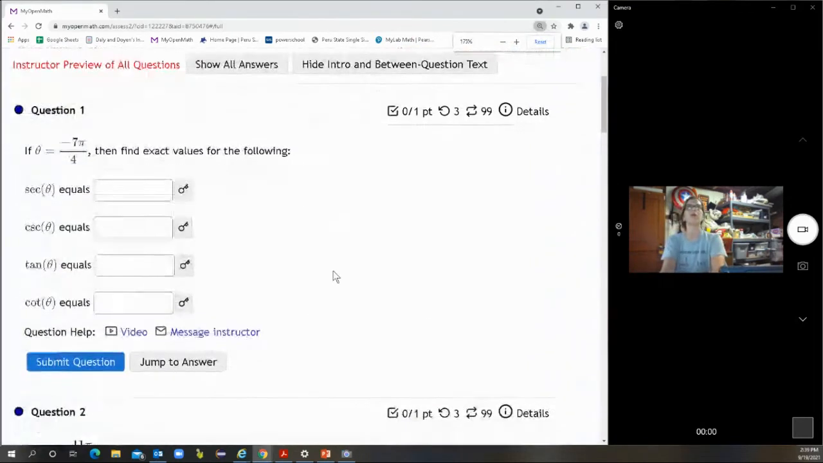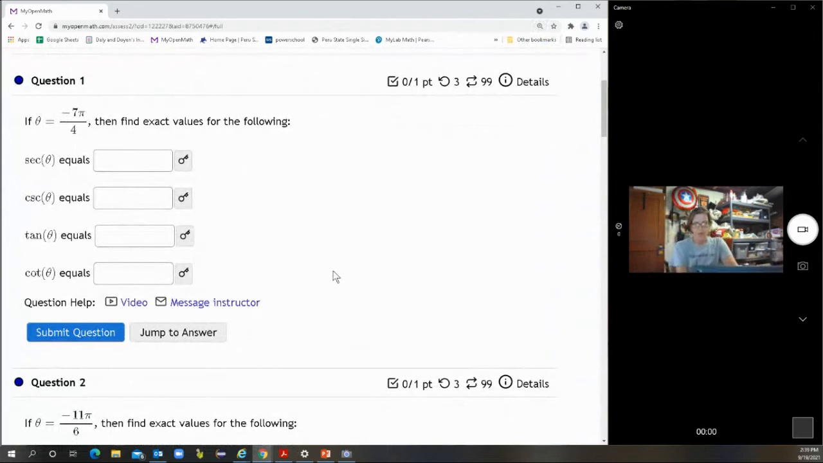Sorry, I'm kind of playing around as I do this. So, okay. So let's look at this first one. It says that if theta is negative 7 pi over 4, find the exact values for the following.